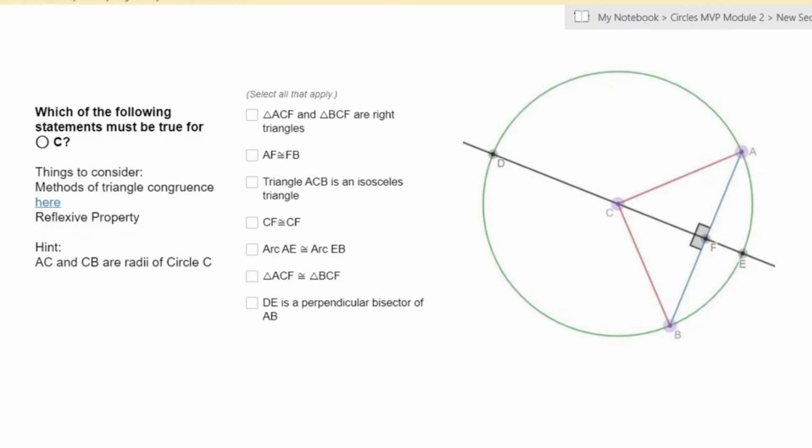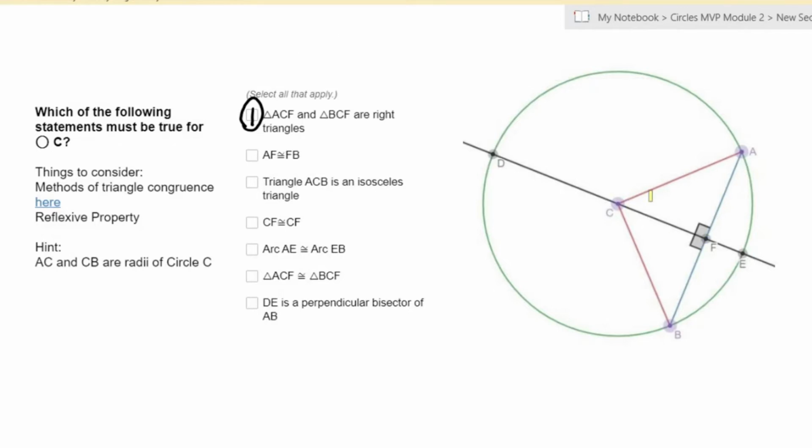Hey mathematicians, what we have here is a diameter of a circle that is perpendicular to the chord of that circle. The diameter is DE and the chord is AB. And we also have a list of statements, and we're going to go through those statements to figure out if they are true statements or not.